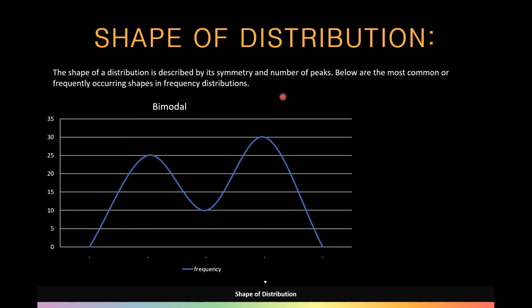Okay, moving on to bimodal shaped data. Bimodal suggests that we're looking at 2 modes, and that's exactly what's happening. We're looking for 2 distinct peaks occurring in the graph.